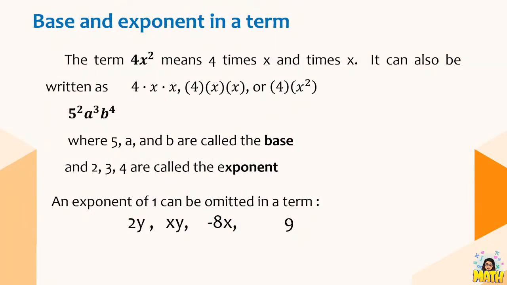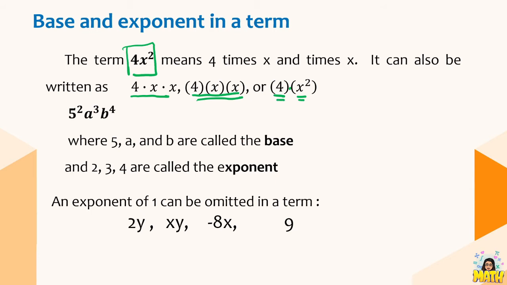Next, we also have base and exponent in a term. So kung napansin nyo, may mga makikita tayong naka-raise to the upper right that is called the exponent. Here, the term 4x squared means 4 times x times x. It can also be written as this using dots, or this one using parentheses, or you can just simply separate yung numerical coefficient times yung literal coefficient.